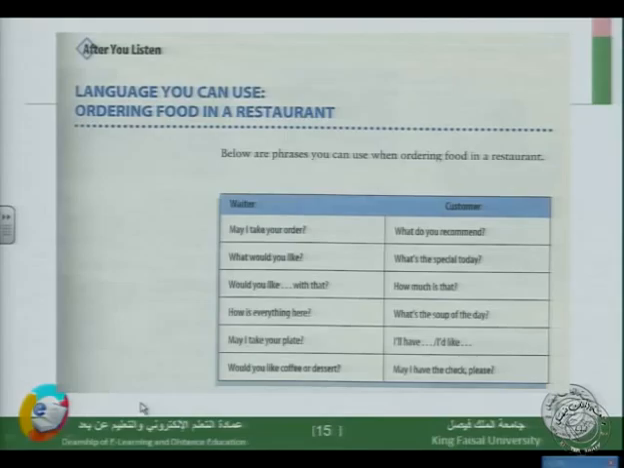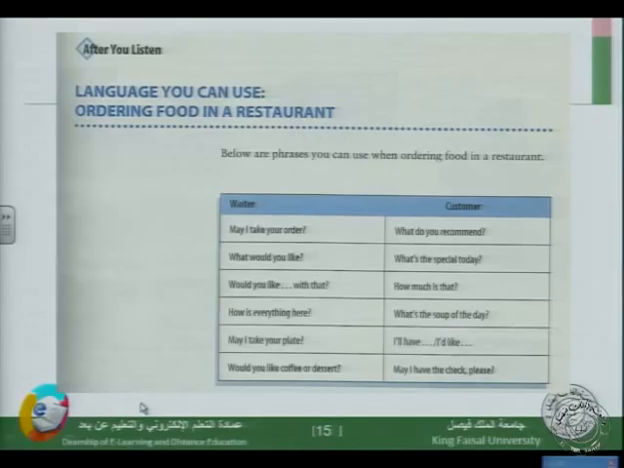Also, one of the skills that we have learned during this semester is how to order food in a restaurant. For example, you and your colleague or maybe your friend went to a restaurant, maybe McDonald's, Burger King or whatever, and you want to order a meal, right? So what you usually ask for is the menu or the order.